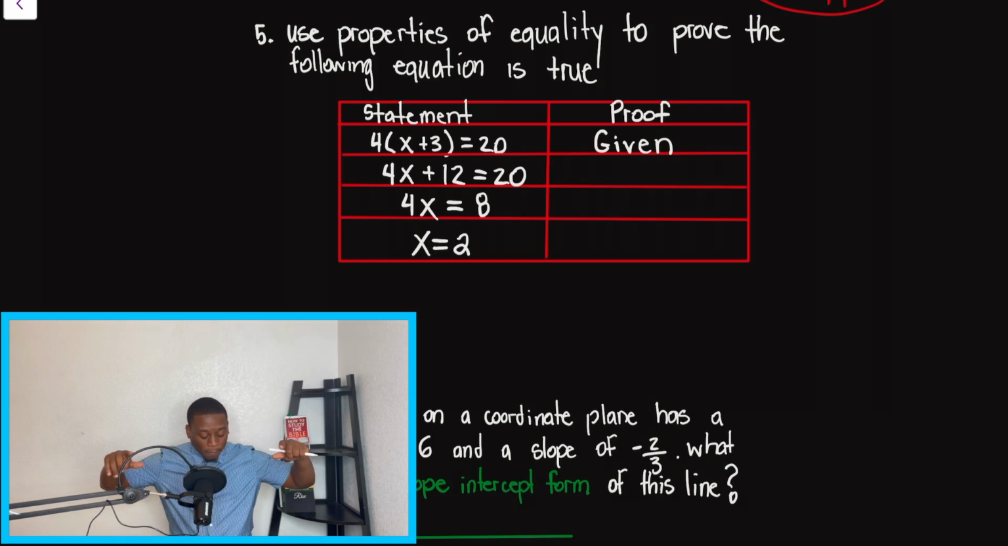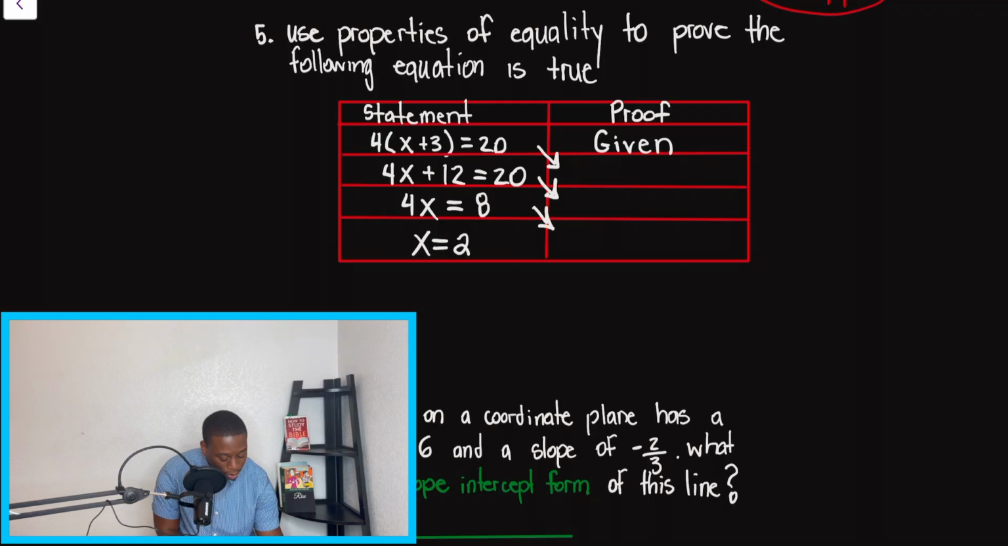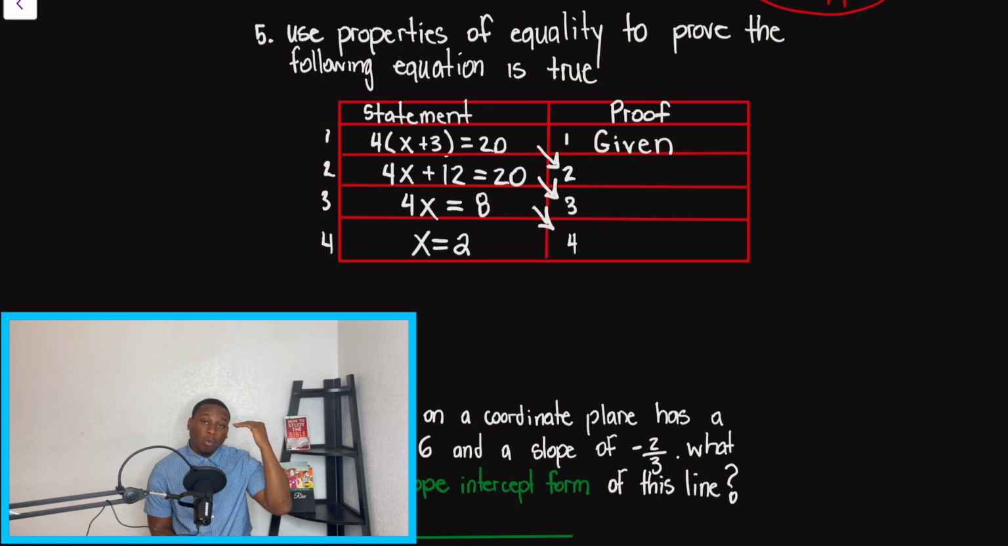Typically, the first step is always going to be given. And I tell my students, hey, draw arrows, and let's also number this so it can make a little bit more sense. When we look in the statement section for line number 2, we're asking what property did they use so that they can move from step 1 to step 2.